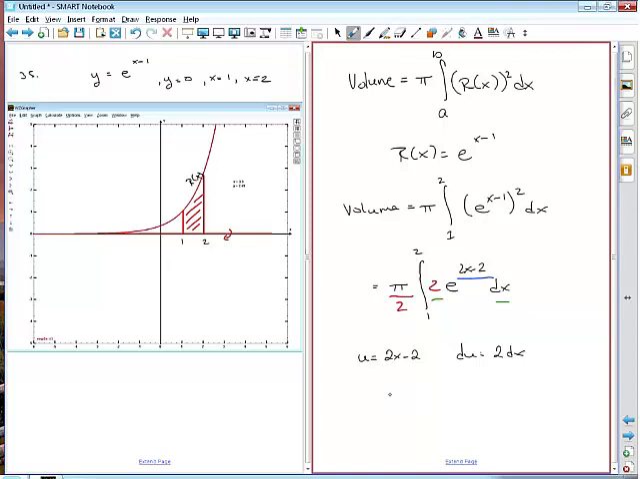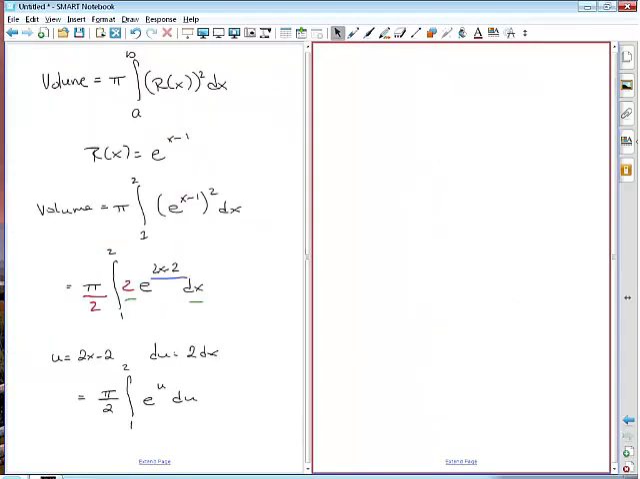So we can rewrite the integral as pi over 2, the integral from 1 to 2. Now, I'm going to do the substitution back in. In some ways I could change the limits of integration, but let me just do it the other way. So we're going to have e to the u du. So that's u, this 2 dx is du. Okay, so we integrate it. Pi over 2, the integral of e to the u is e to the u.